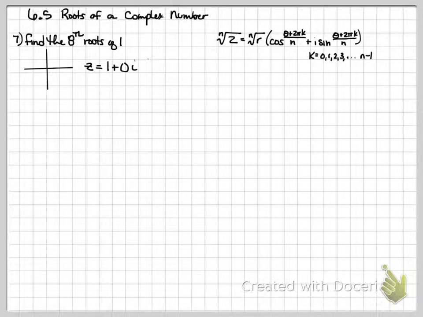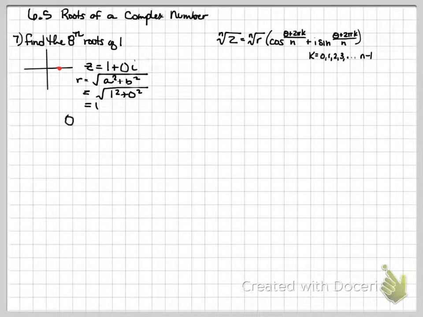If I were to plot that, that would put it on the x-axis right about there. So we need to first convert this to a trig form. So I need to find my r and I need to find my theta. So r, remember, is the square root of a squared plus b squared from my complex number. So that's going to be 1 squared plus 0 squared, and that's just going to be 1.